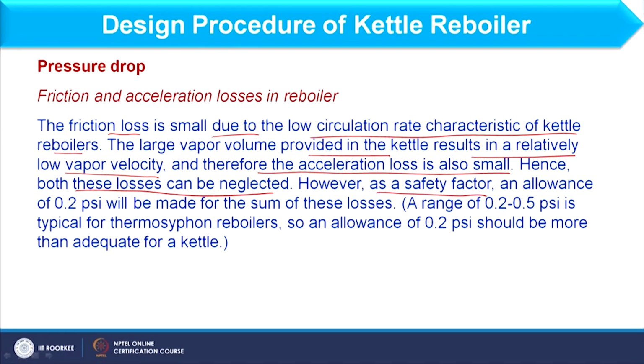Further, as a safety factor, we consider 0.2 psi as the loss, and if you see further, a range of 0.2 to 0.5 psi is typical for a thermosiphon reboiler. So an allowance of 0.2 psi should be more than adequate for the kettle. In this way you have to consider friction and acceleration losses in the reboiler, and that will be equal to 0.2 psi. Fine. And now we will see the friction loss in the feed line as well as the return line.